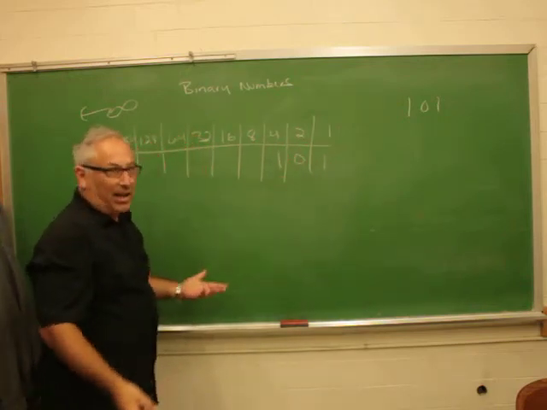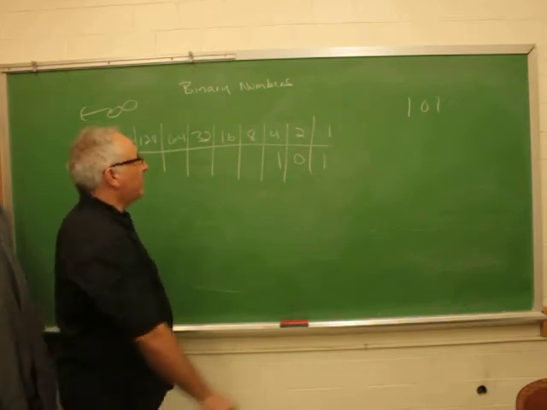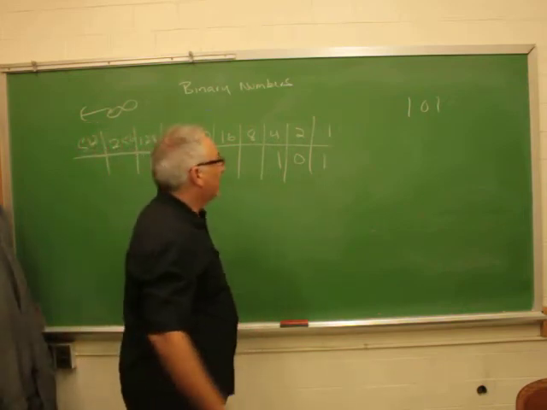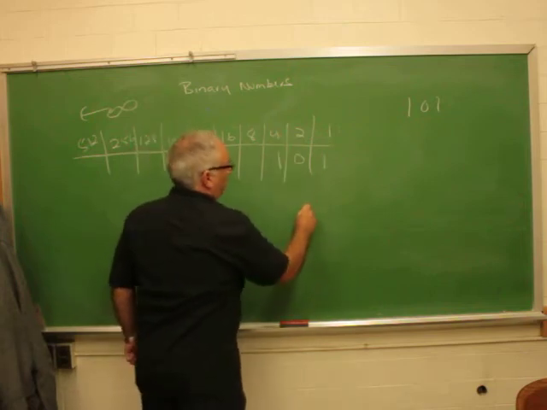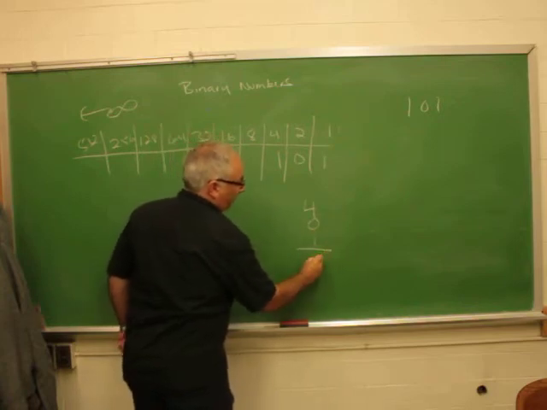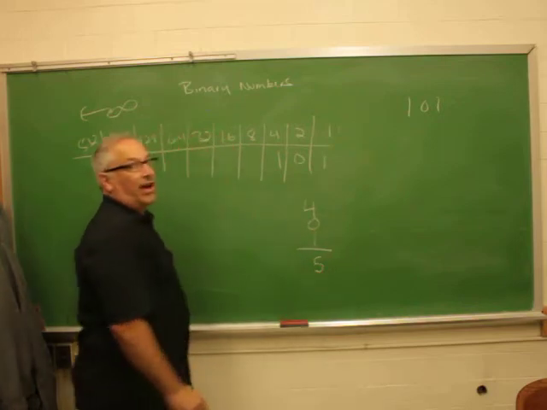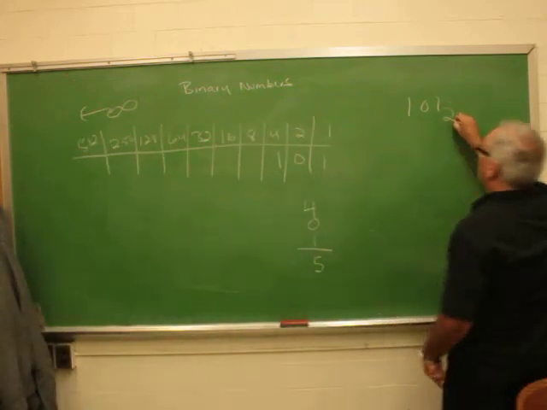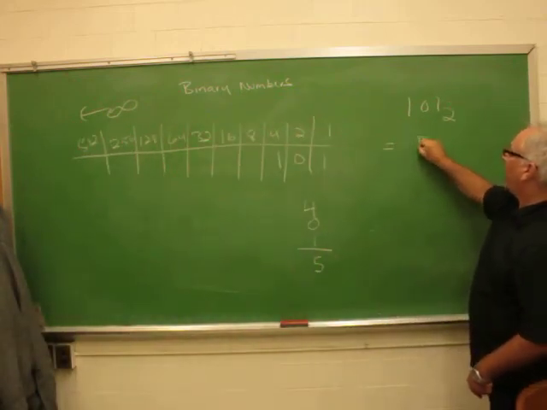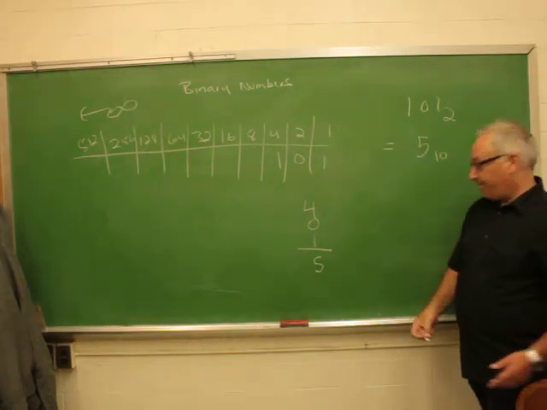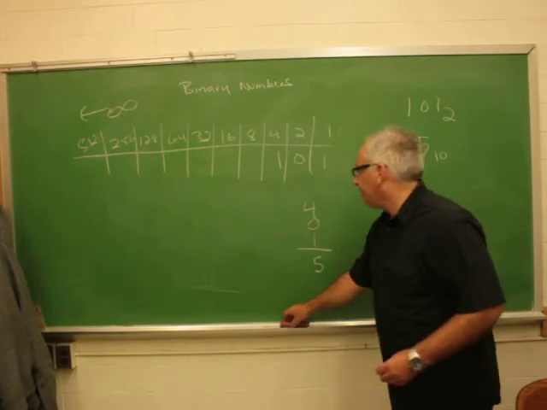So I think you guys can see how that is. So now all I have to do is multiply and add. 1 times 4 is 4, 0 times 2 is 0, and 1 times 1 is 1. Add it up, my number is 5. So 101 in base 2 equals 5 in base 10. Easy peasy. Let's do another one.